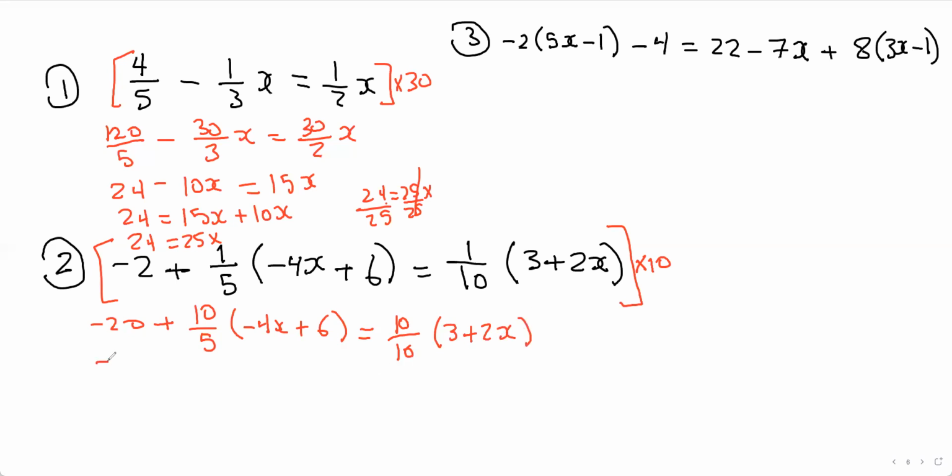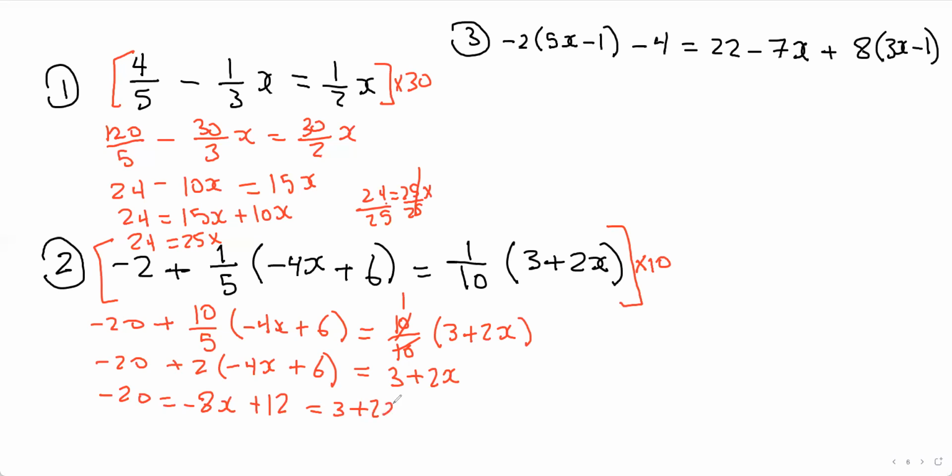Okay, now -20 plus 10 divided by 5 is 2 times -4x plus 6 equals, that's 10 divided by 10 is 1. So you don't even have to write the 1. You could just write this as 3 plus 2x. Because if it's 1, then you distribute it, it's not going to change anything. -20 equals -8x plus 12 equals 3 plus 2x.